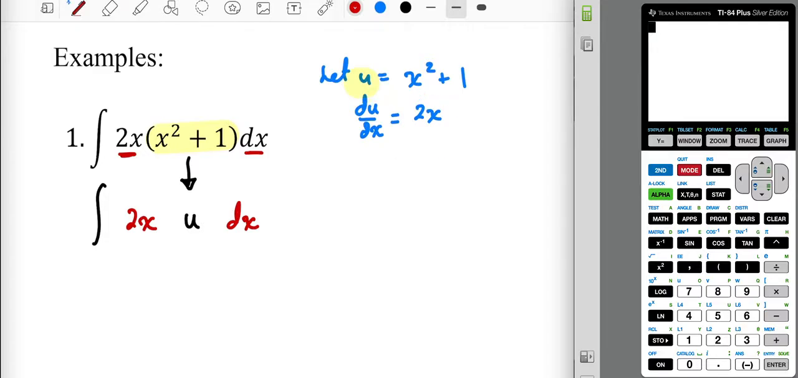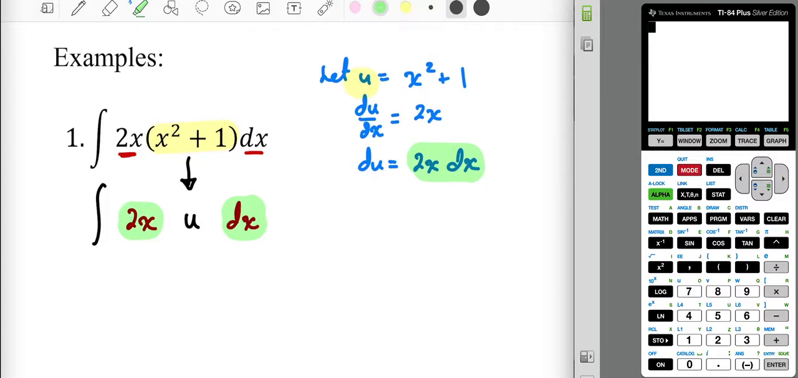So what I'll do is take my differential equation du/dx equals 2x, and put it in differential form by multiplying both sides by dx. So that's going to give me du equals 2x dx. And if you look at it, you realize, oh, wait a minute, that's exactly what I need. 2x dx, that's equivalent to du.